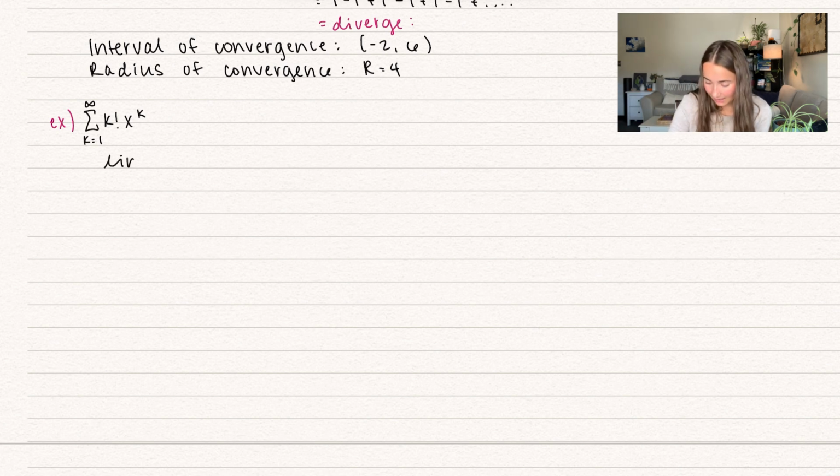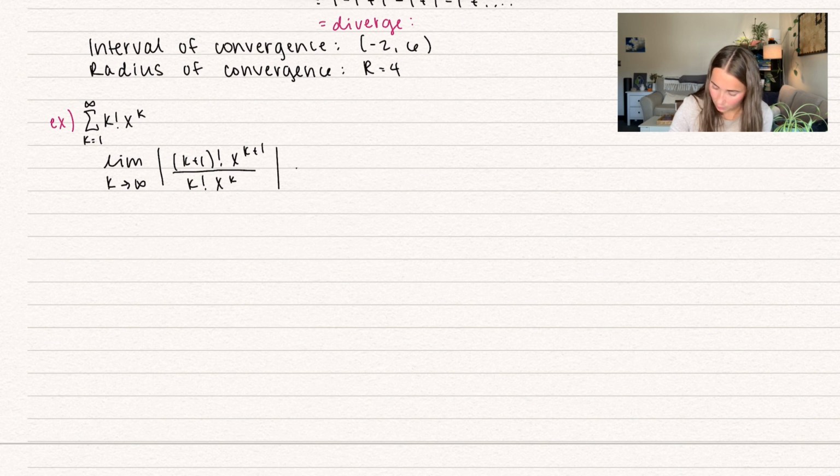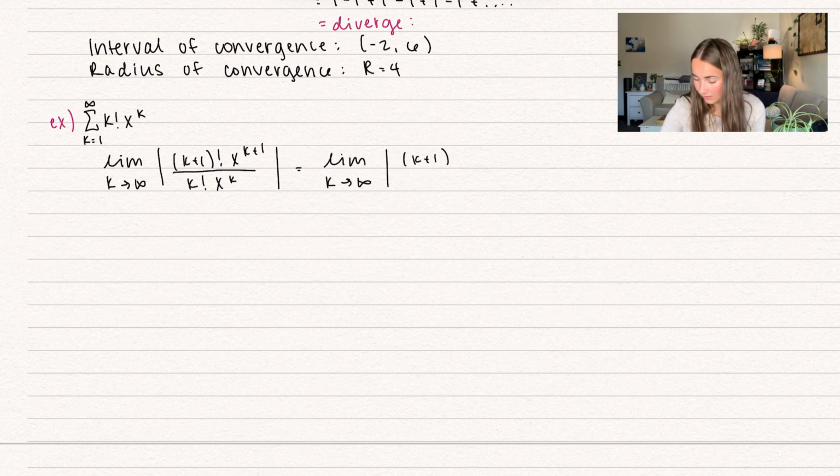So we take the limit as k approaches infinity. Here I have the absolute value, and actually we can just write this as a fraction: k plus 1 factorial, x to the k plus 1, divided by k factorial x to the k. If I pull out the k plus 1 from the factorial, I get k plus 1 times k factorial, and that's going to be x to the k times x, divided by k factorial x to the k. Alrighty, so our k factorials cancel, and our x to the power of k also cancels.